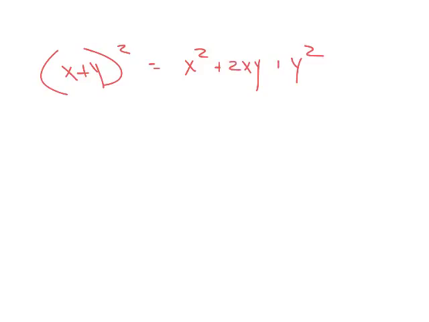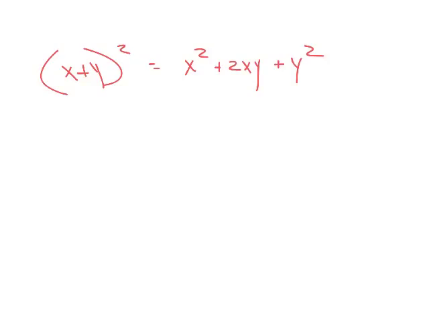And they're just telling you, what are you going to do when you get a problem like x plus y, the quantity squared. Well, we're going to square the first term, square the last term, multiply the two terms together for the middle term, and double it. And that's what we're going to get there.